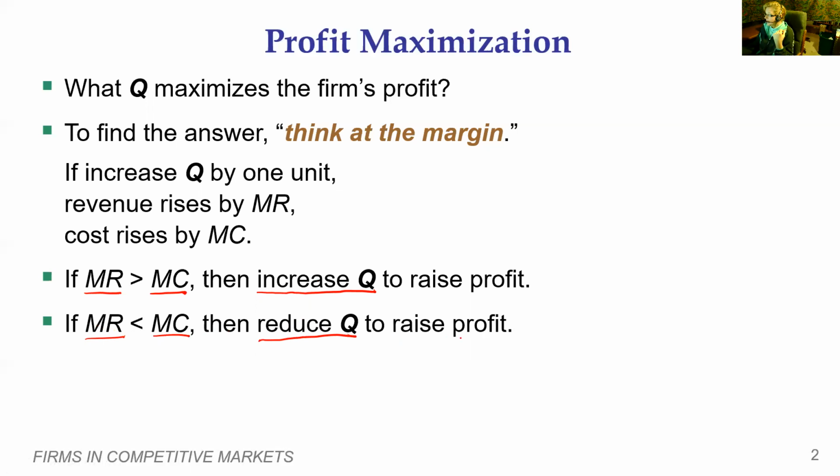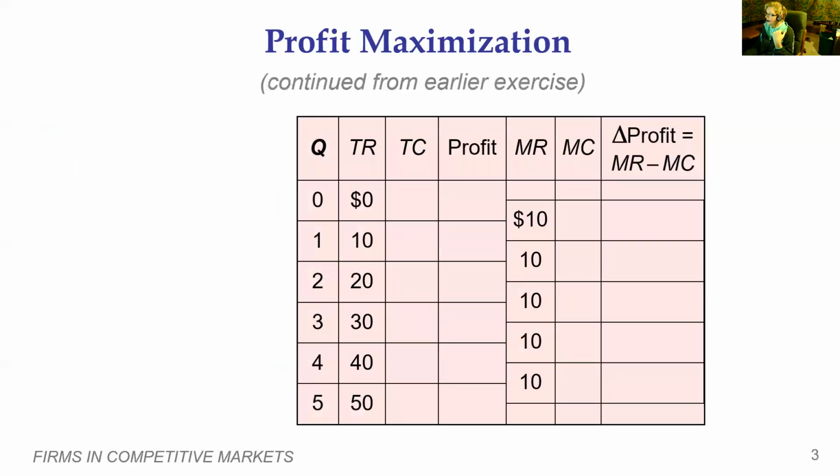And again, the whole idea here is profit maximization. Only where marginal revenue and marginal cost equal each other is profit maximized. I think it bears repeating: where marginal revenue equals marginal cost. So let's look at this idea in a perfectly competitive firm.